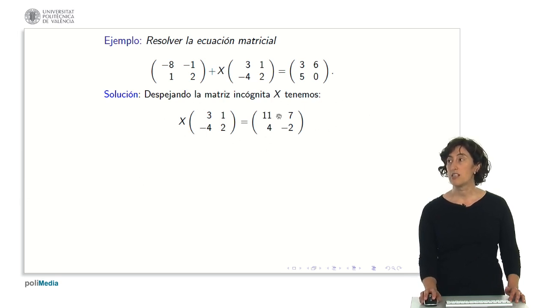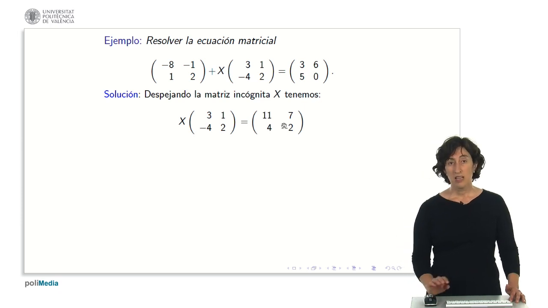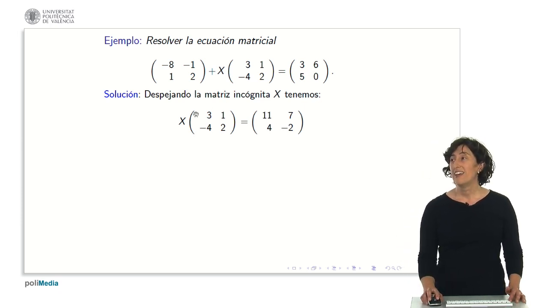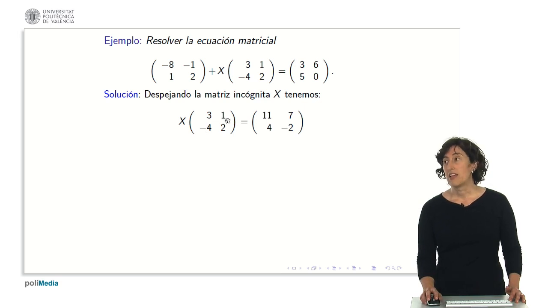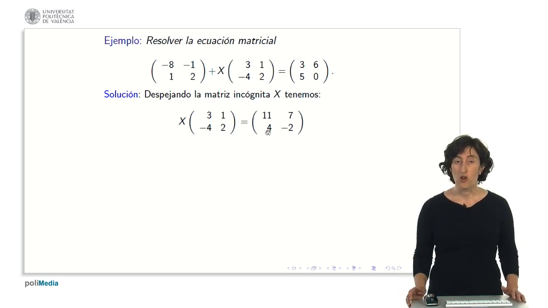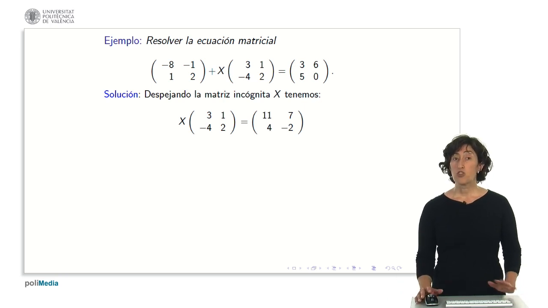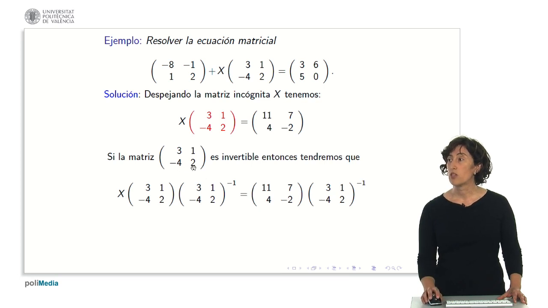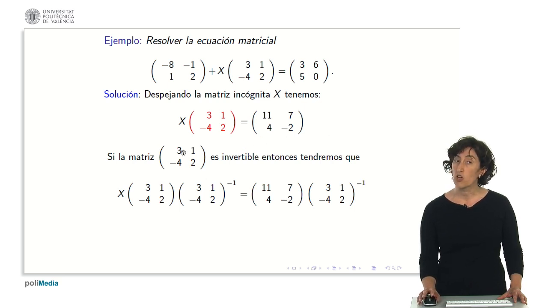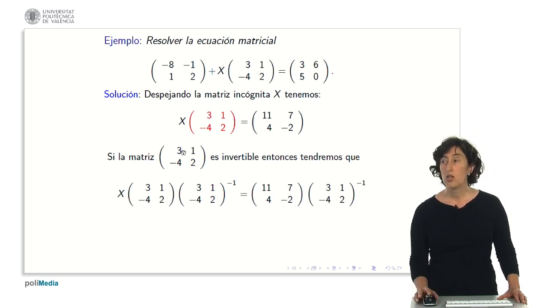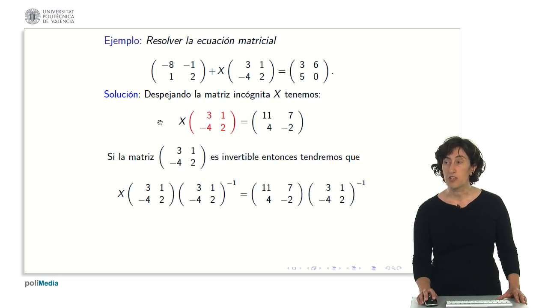X times a matrix is equal to another 2 times 2 matrix. What can we do next? Well, the way to eliminate this matrix here is not to divide. You know that division is not a valid operation between matrices, but we can use the concept of inverse matrix. If the matrix (3, 1; -4, 2) is invertible, then what could we do? Well, multiply on the right. Remember that the product of matrices is not commutative. If I want it to disappear, I cannot multiply on the left. I have to multiply on the right, so that they are in contact, and I can reduce it to the unity or identity matrix, and so it disappears.